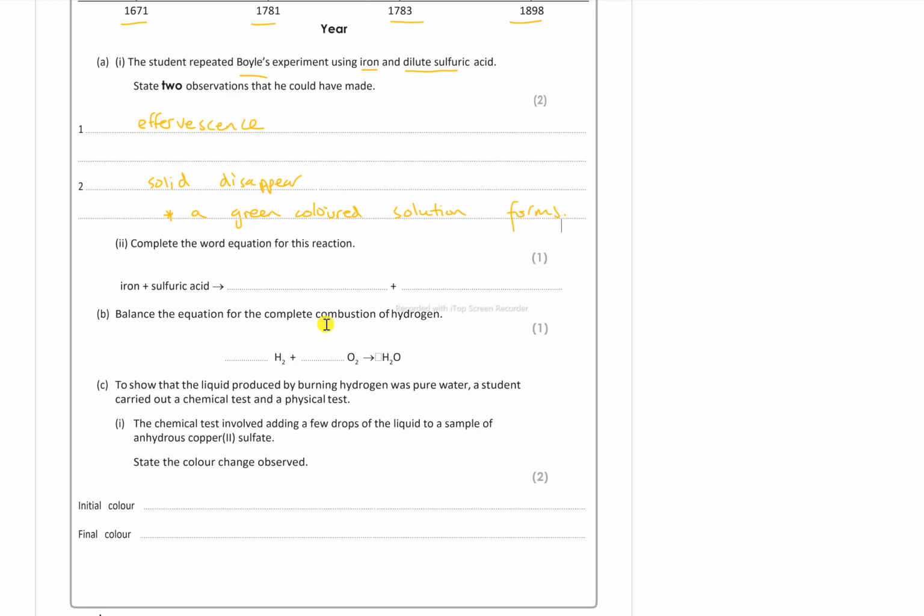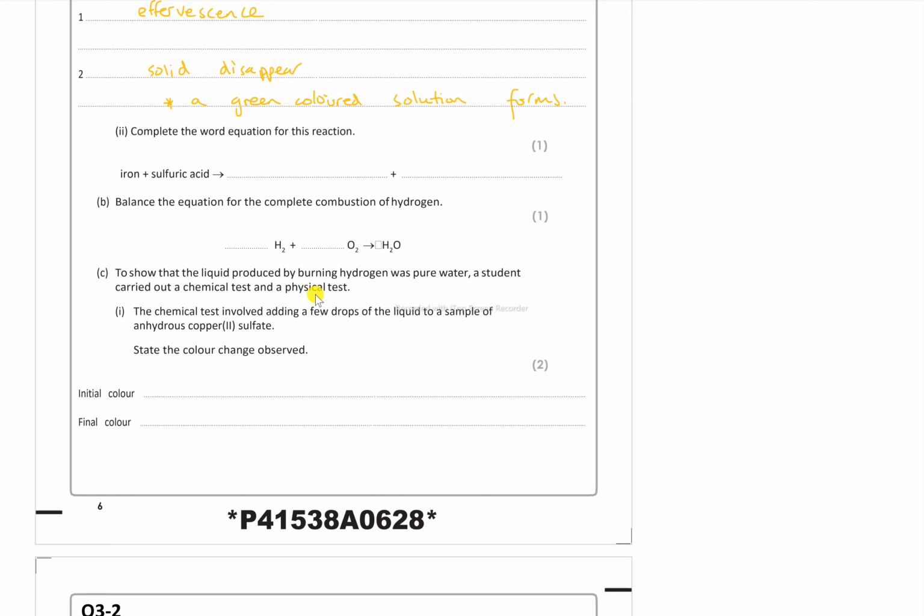Right, complete the word equation for this reaction. Iron gives hydrogen gas and iron sulfate. Balance the equation for complete combustion of hydrogen: 2H2 plus O2 gives 2H2O. I think we did that earlier. To show the liquid produced by hydrogen was pure water.